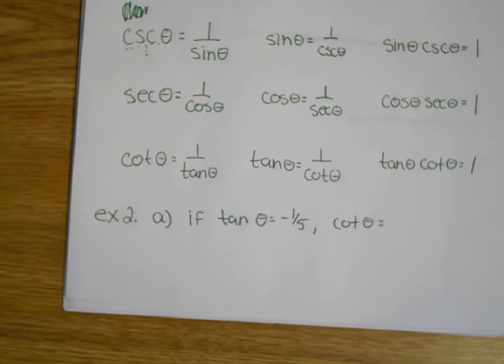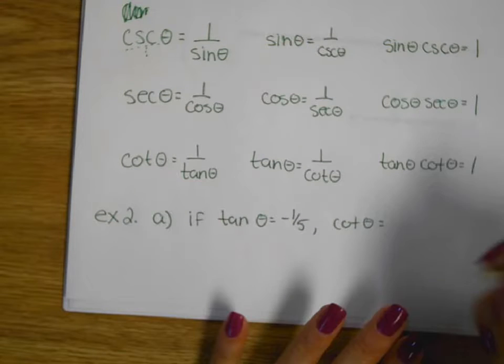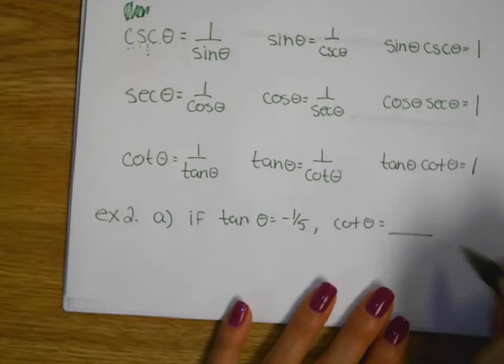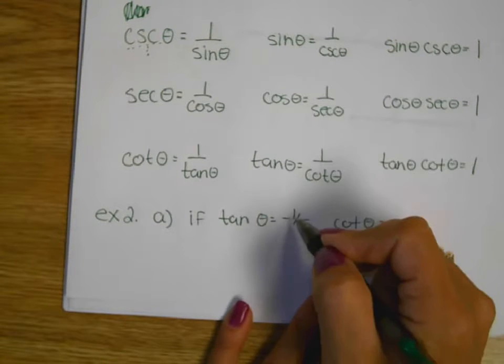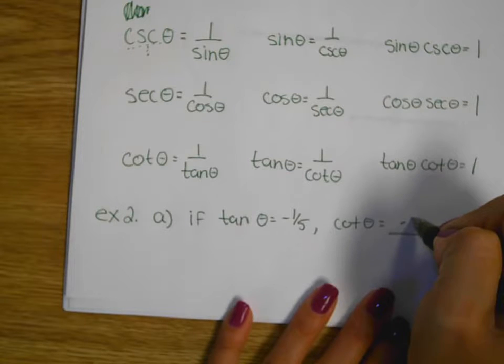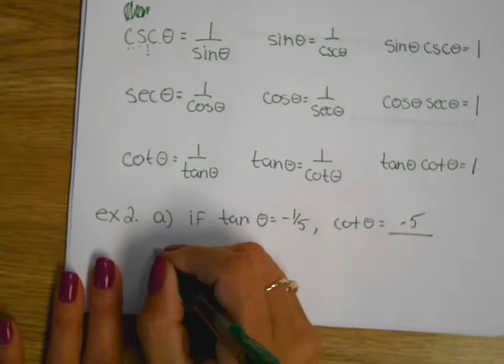So if I give you the tangent ratio, can you tell me the cotangent ratio? Hopefully you answer yes, because tangent and cotangent are reciprocal functions. All you've got to do is flip this over. So cotangent would equal, fill in the blank here, -1/5 flipped over, -5. All right, easy enough.